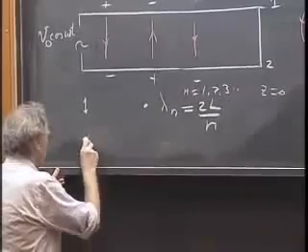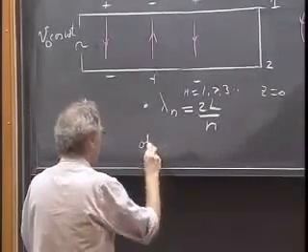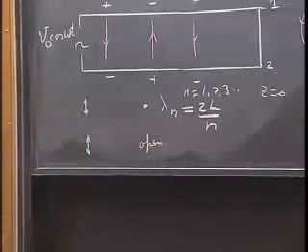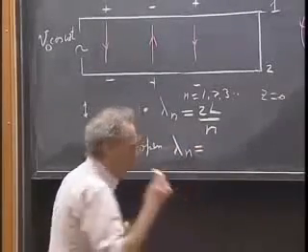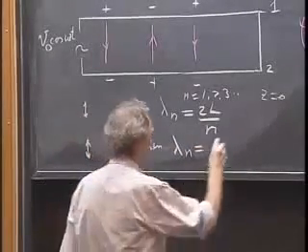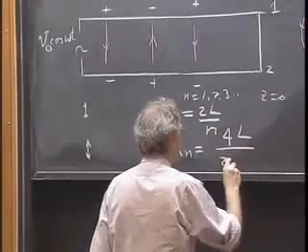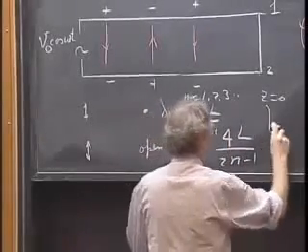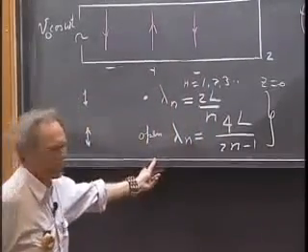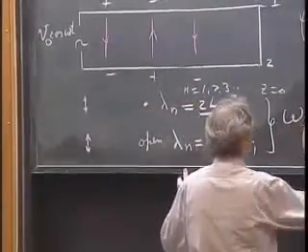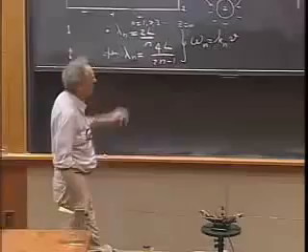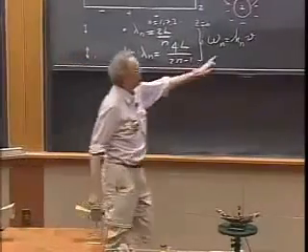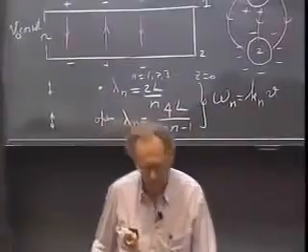You can also wiggle it here and leave this end open. We even discussed that and I even demonstrated that. In which case, you get resonance for lambda n equals 4L divided by 2n minus 1. And of course, the frequency at which you reach that resonance, omega of n, is always k of n times the speed of propagation, which in this case is the speed of light. And k of n is then 2 pi divided by the wavelength.